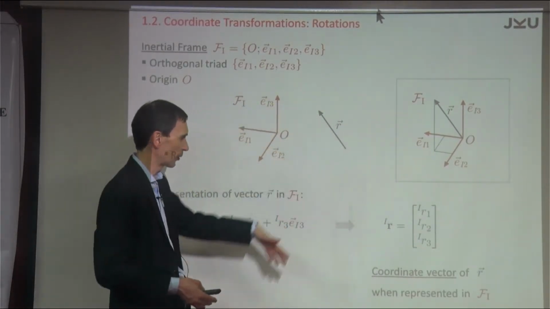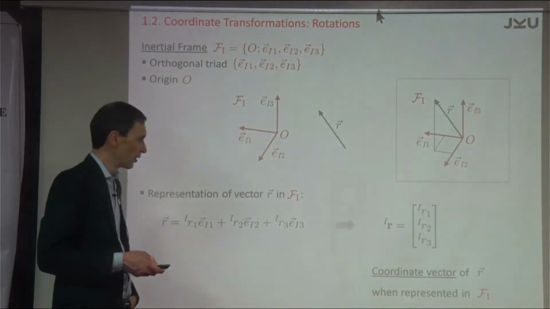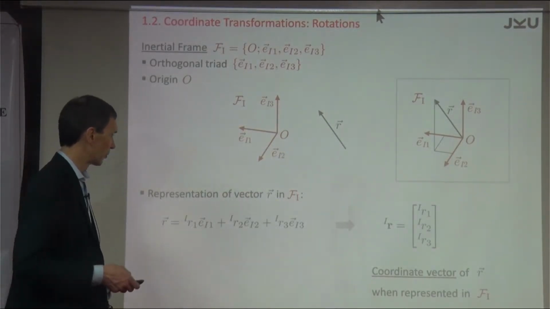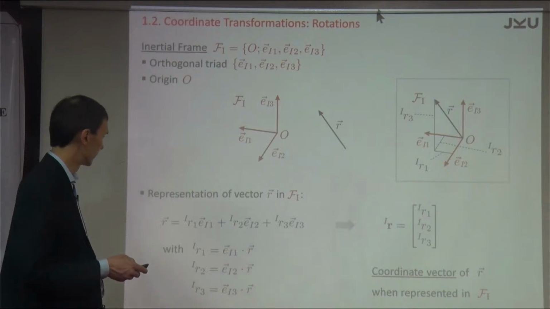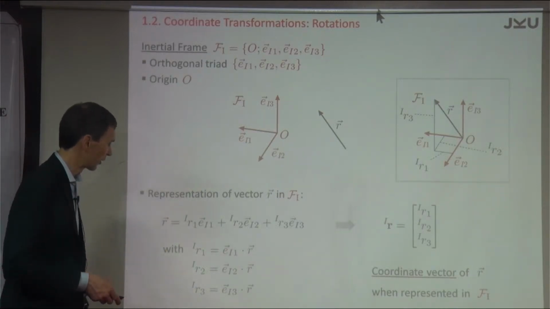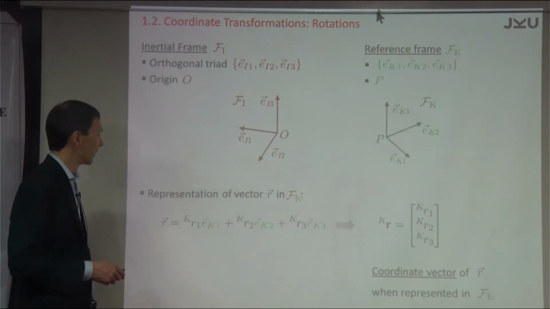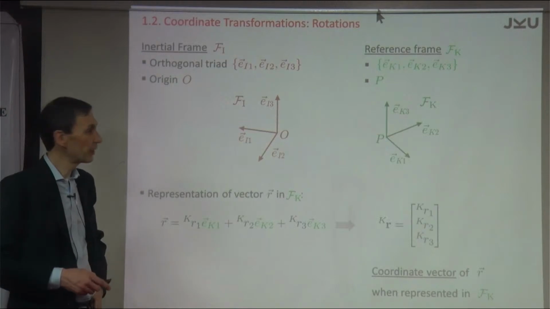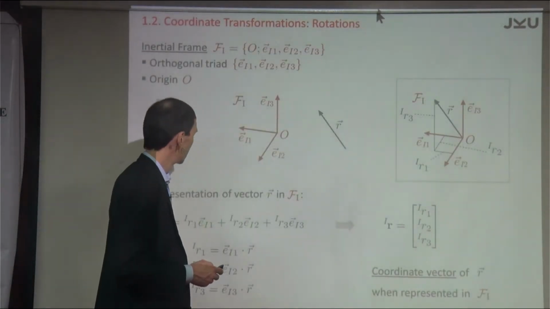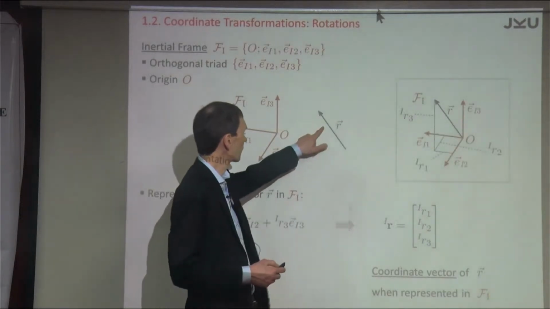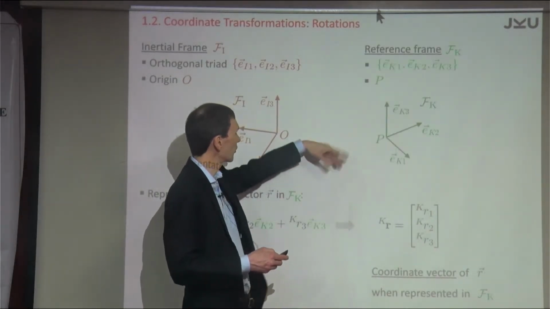I mean, this three-component vector, or coordinate vector. Okay, so of course I can do the same in a different frame. Where's my vector? Anyway, the vector is supposed to be here still. I don't know, somehow it's gone.